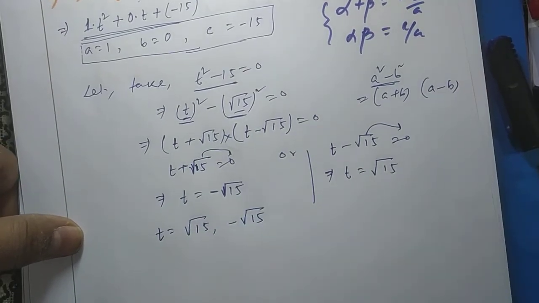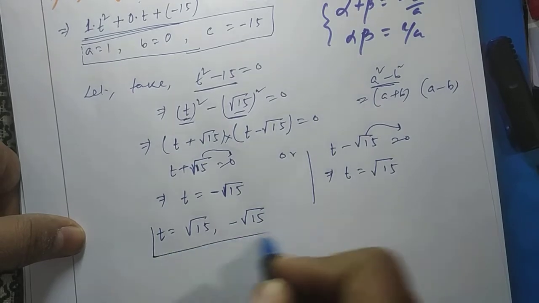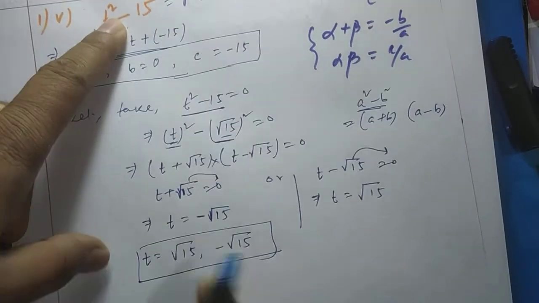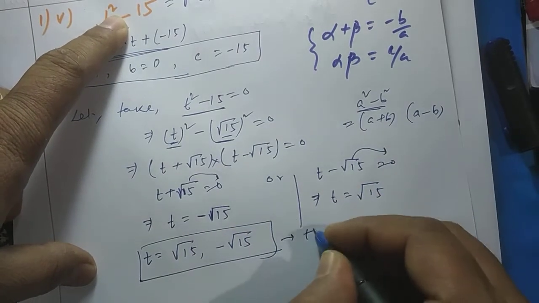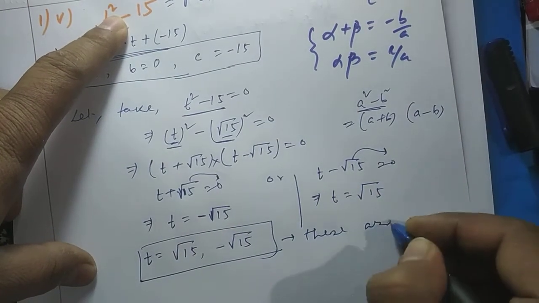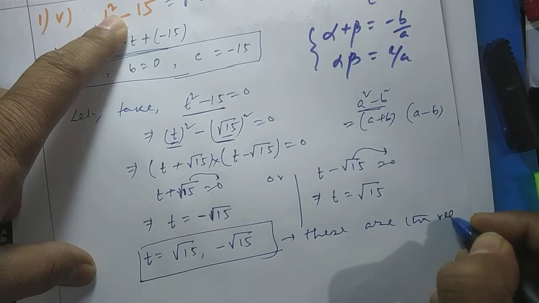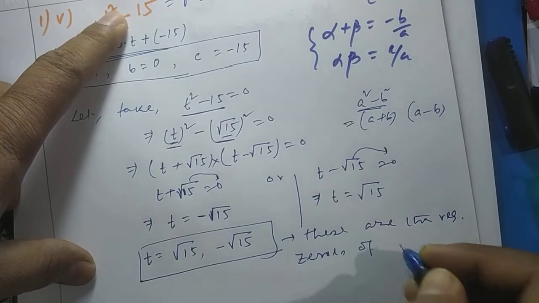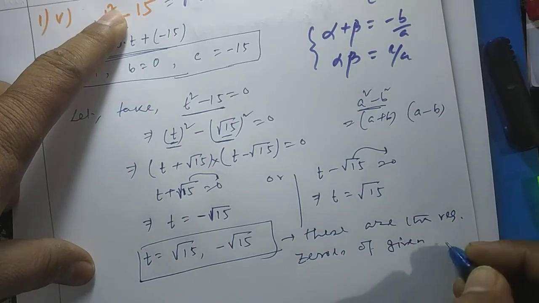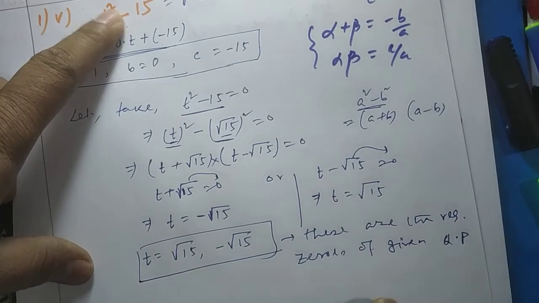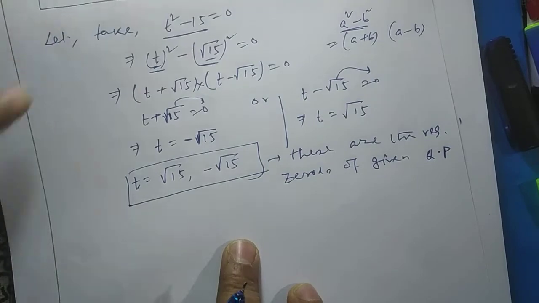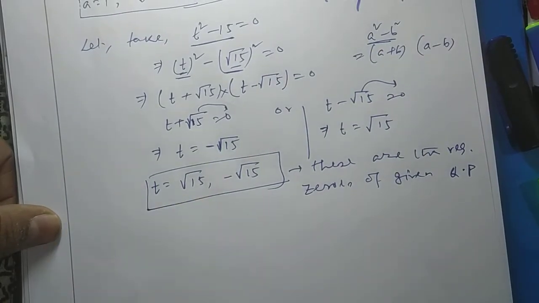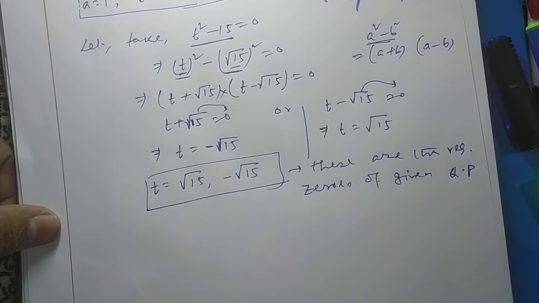These are nothing but the required zeros of the given quadratic polynomial. Look, these are the required zeros of the given quadratic polynomial. QP means quadratic polynomial. So in this way, first we have found the zeros of the polynomial.